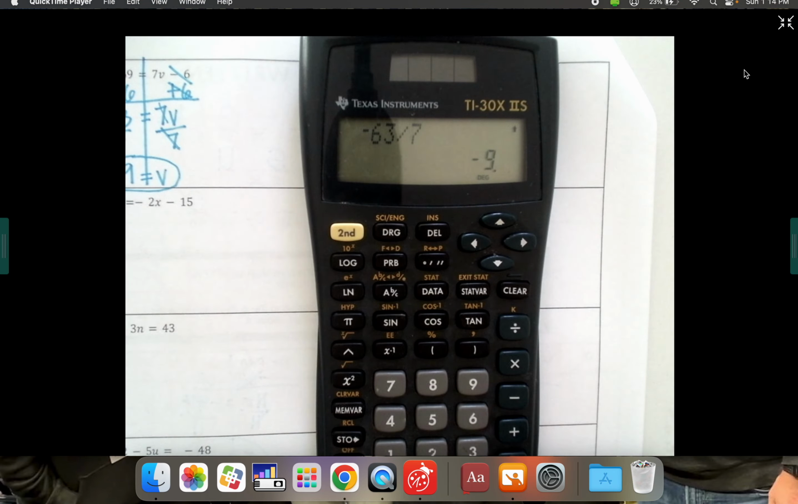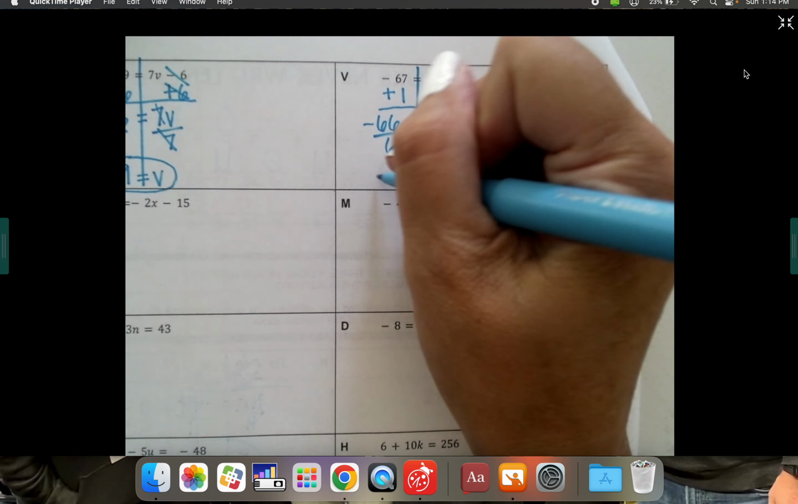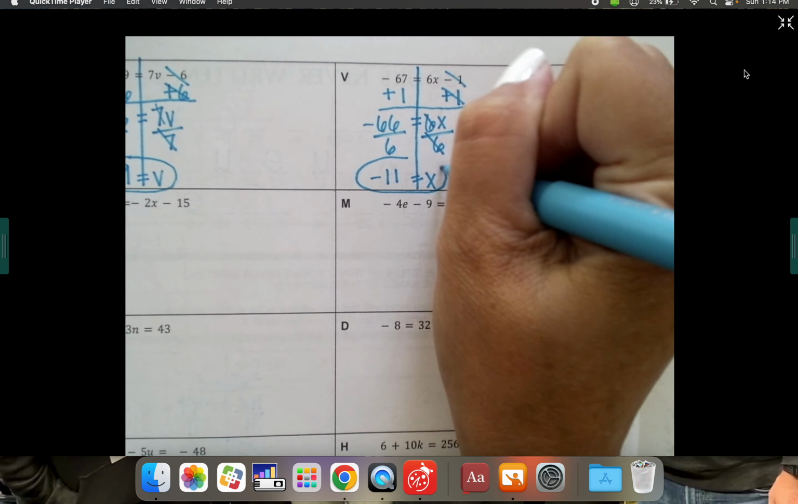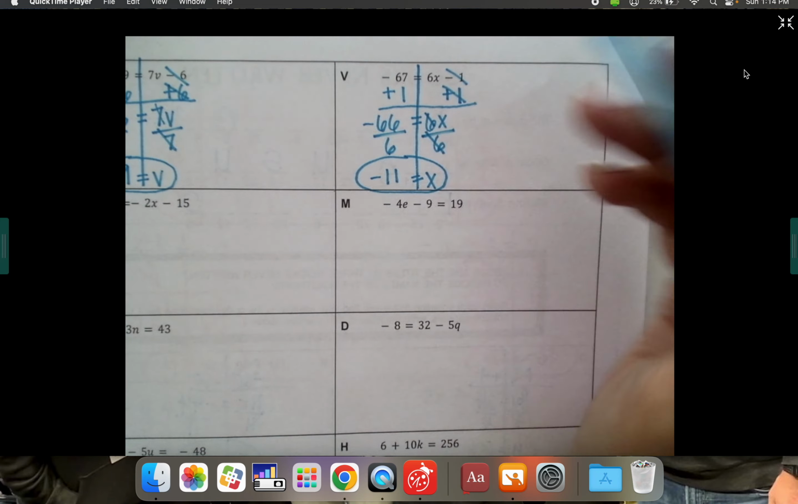Last step to getting x by itself is dividing both sides by 6 because it's currently being multiplied. Cancel, leaving x by itself. And then we're going to put this in my calculator. -66 divided by 6. And that is -11. All right, let's find all the -11s and make them v. -11 is v. Of course, there's only one.